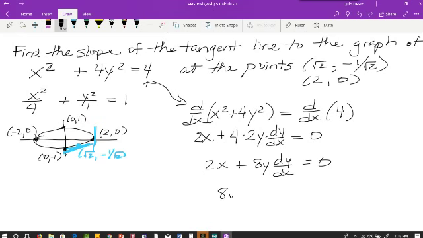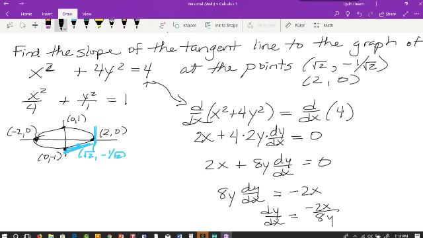Subtracting 2x, we get 8y dy/dx equals negative 2x. And then we're going to divide by 8y to see that dy/dx, the formula for the slope of the function's tangent line at any point, is negative 2x over 8y. It's not a function, actually. It's a relation. But in any case, so what would then be the slope at 2, 0?